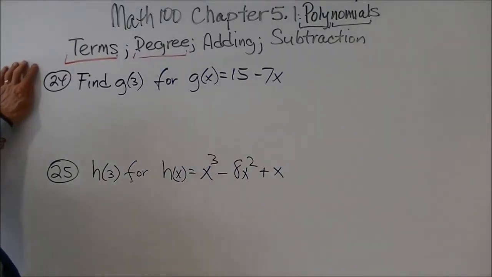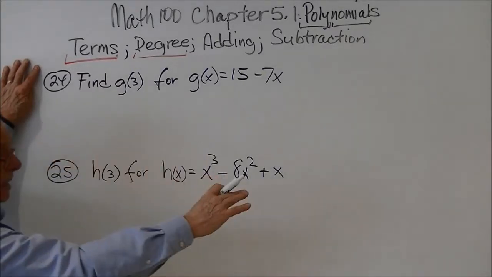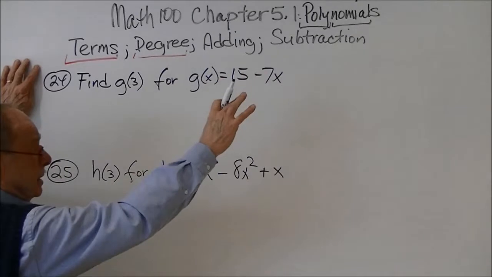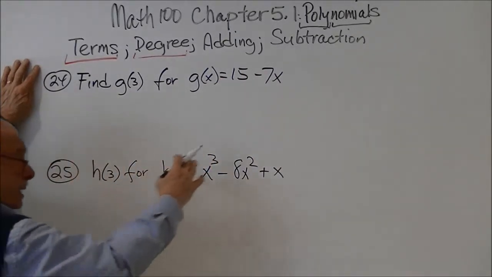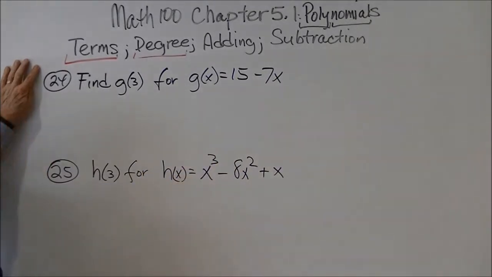For 22 and 23, instead of descending, they wanted ascending. So you put the lowest degree first and then build it up. So I think you can do those.